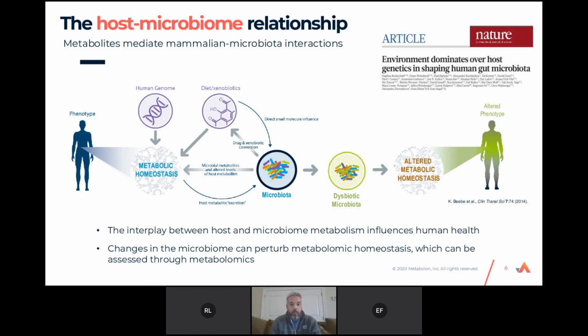So, last thing I wanted to mention is an article in Nature that I referenced in the top corner there. It's been found through a number of publications that whereas genetics obviously has a degree of shaping the gut microbiota, it's actually the environment, right? The environment, which the metabolome and metabolomics can yield insight into, dominates over genetics in shaping that gut microbiota.